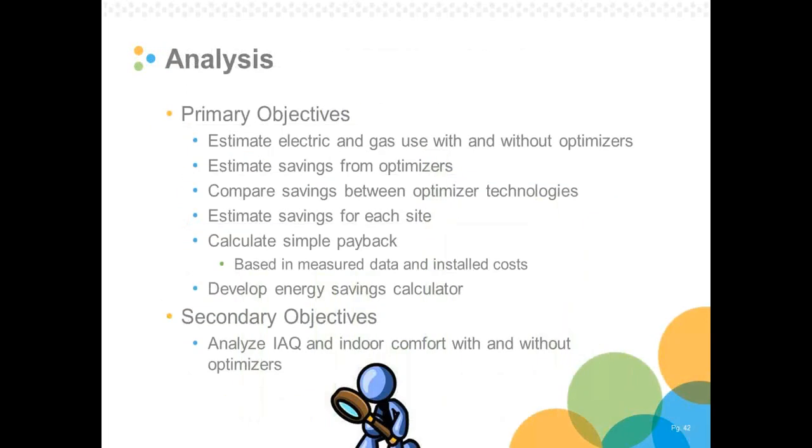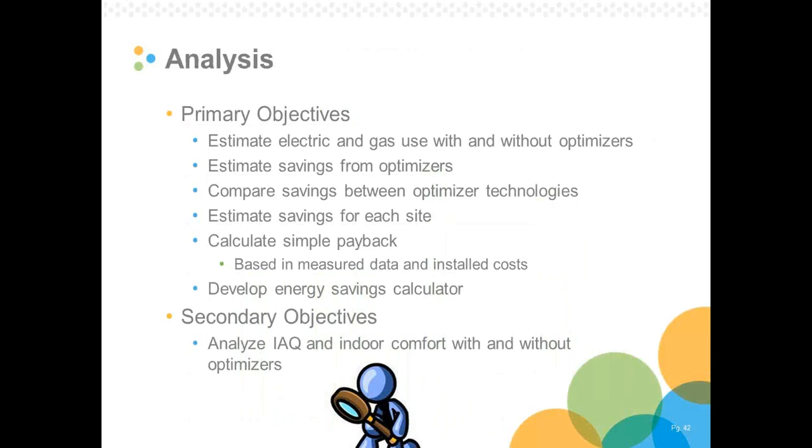So our primary objectives of our analysis were to estimate the electric and gas use with and without the optimizers. We wanted to estimate the savings from the optimizers and compare those savings between technologies. We wanted to estimate the savings at each site, if there were indicators at a given site that made one technology better or worse than the other. And then we wanted to calculate a simple payback based on the installation of the systems and the measured data.